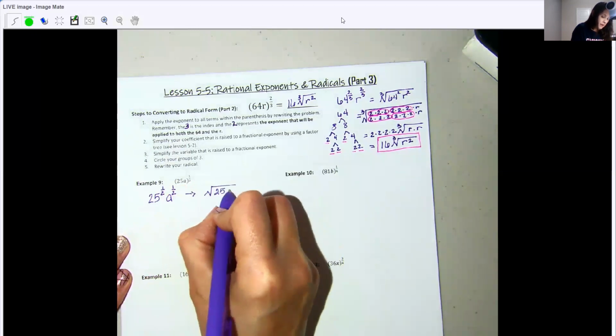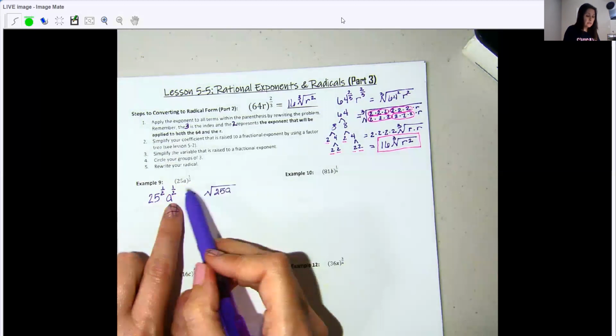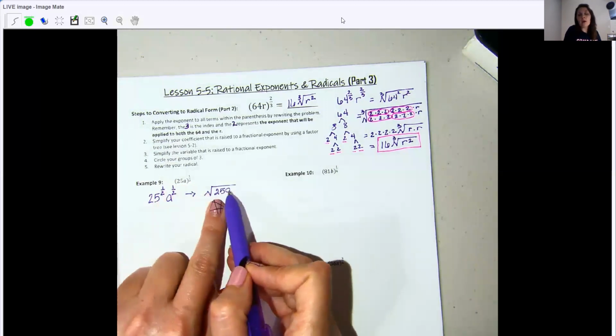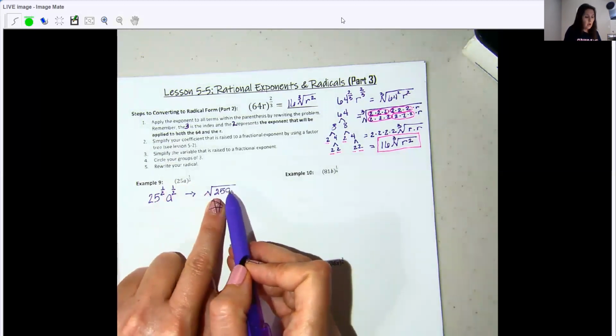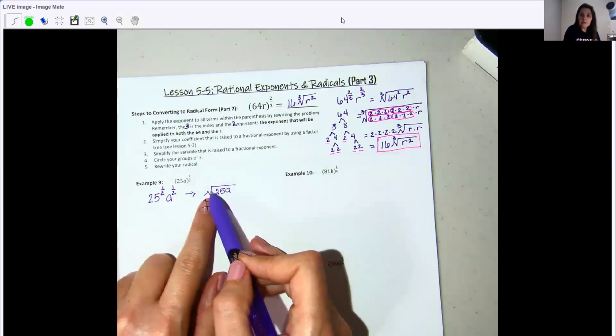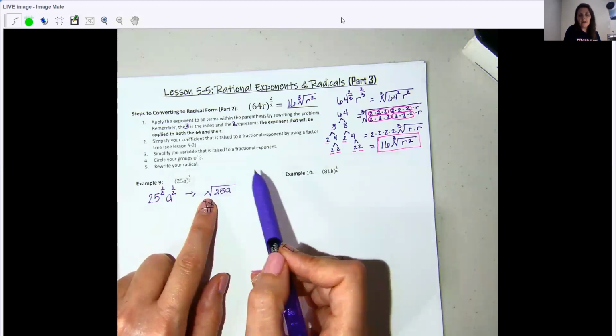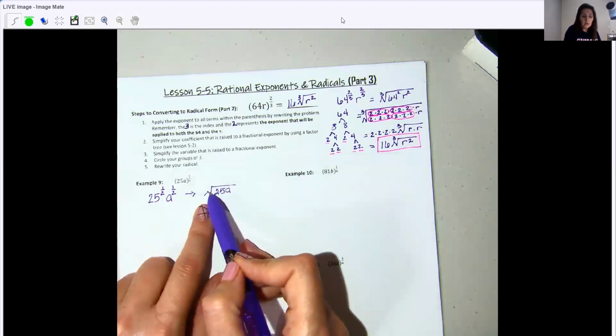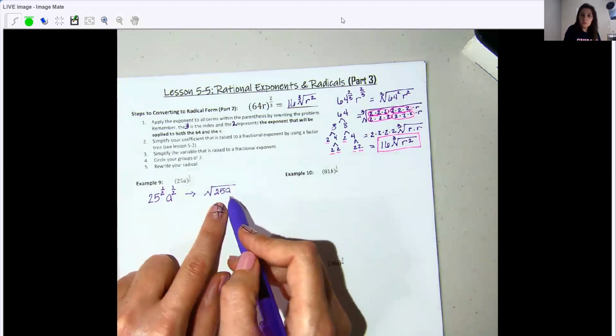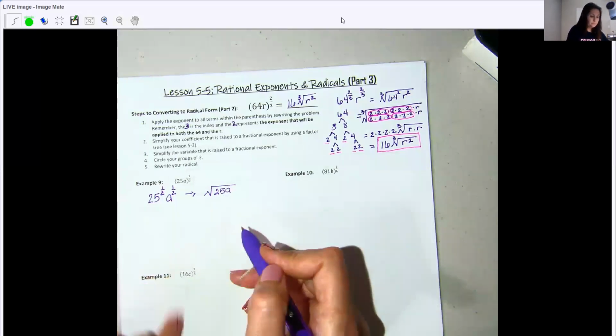25a, and the exponent is 1, but we don't have to write 1 as the exponent. We just know that it's there. And then 2 would be your index, but a square root already assumes that that is a 2. So you can write those numbers if you would like, but you don't have to.